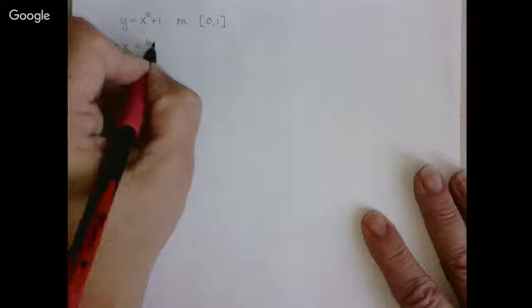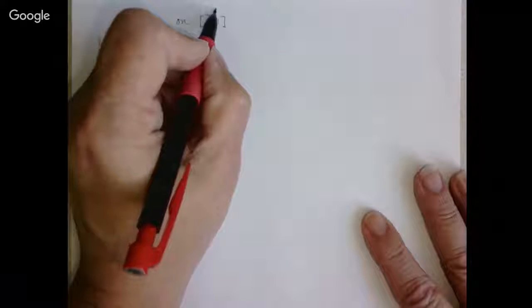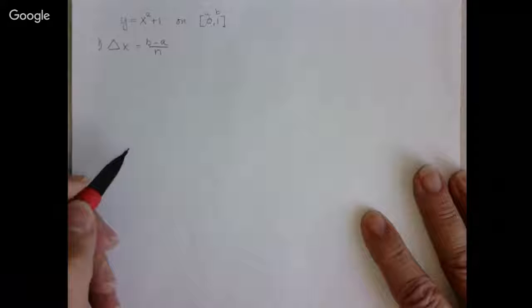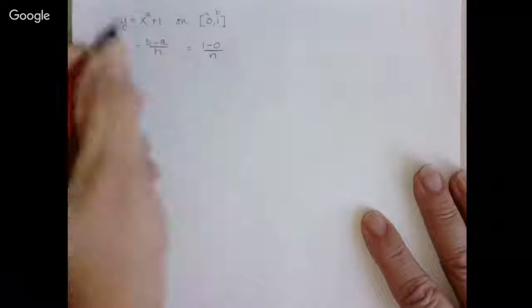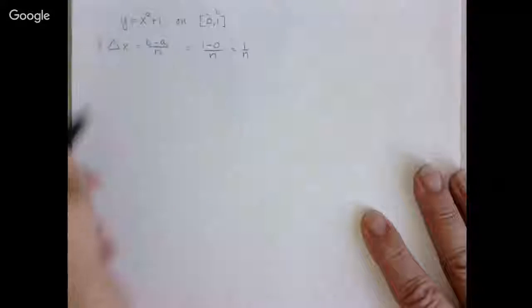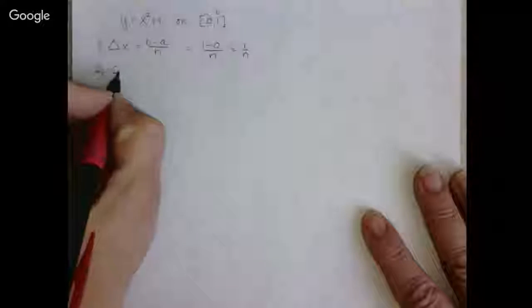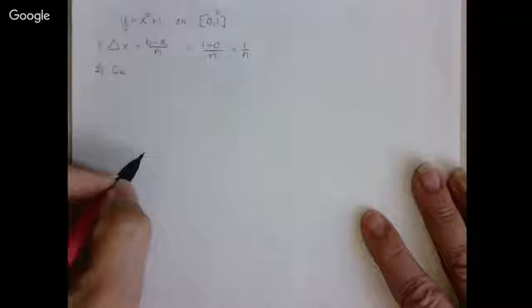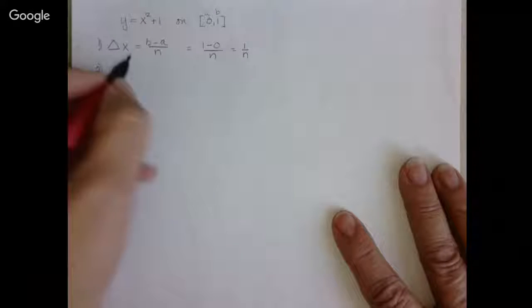And delta x, as you remember, is b minus a over n, where a is the left end point and b is the right end point of my interval. So that would be 1 minus 0 over n. I don't have a number for n, I'm just going to use n. And so delta x would equal 1 over n. The second thing I need to do is get an expression for c sub k. This is the x value where I measure the height of the rectangle.